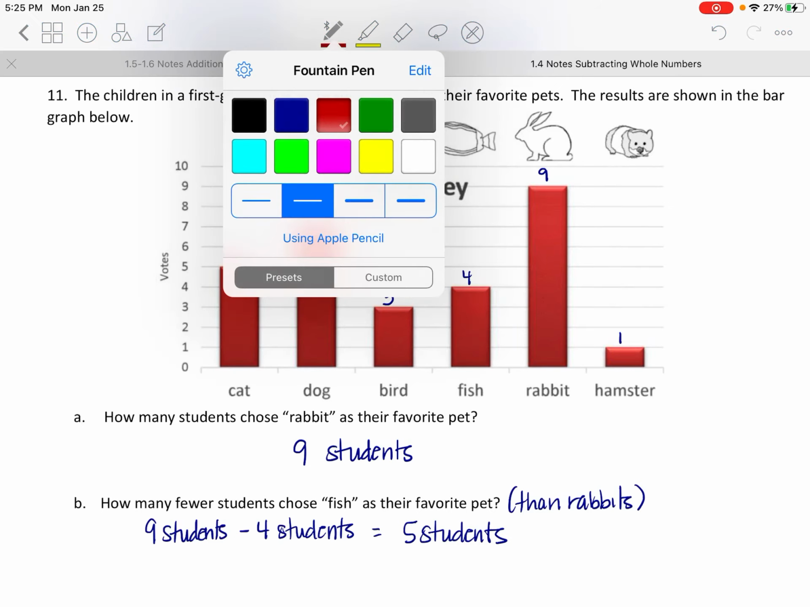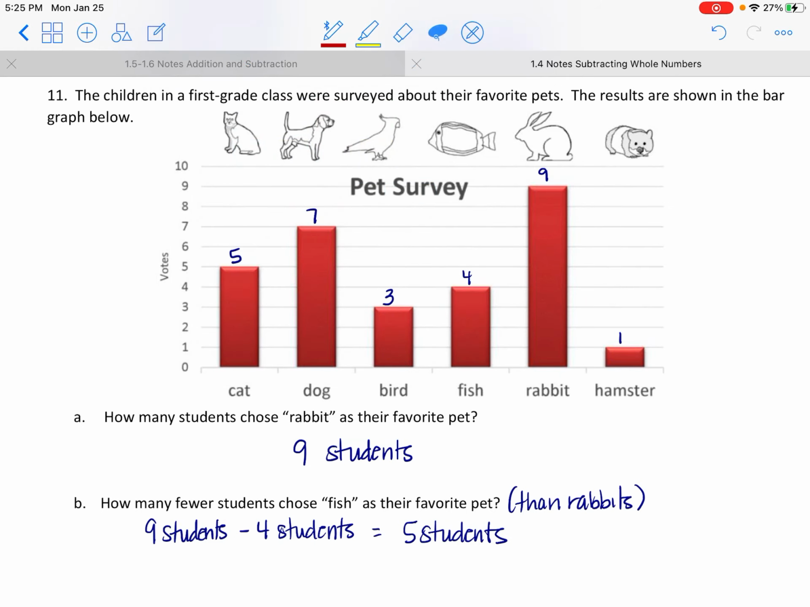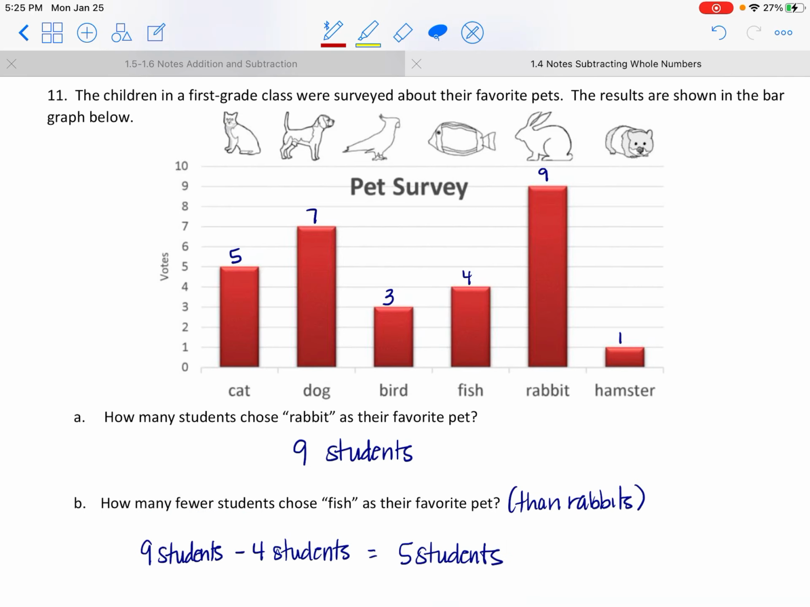This was, let me just organize this a little bit better. If we take, this was rabbits, and then we subtracted out fish, and got our answer. 5 fewer students chose fish. And there it is.